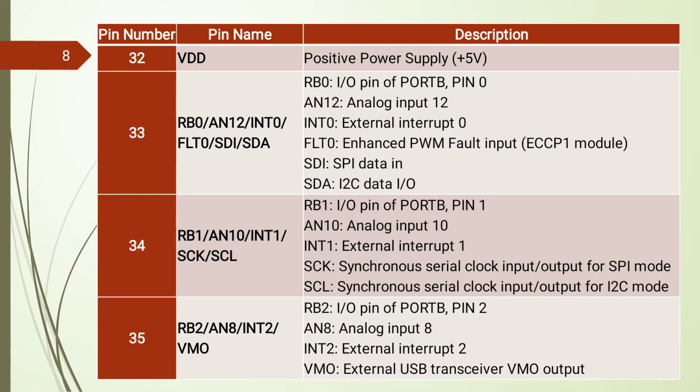So here, in case of PIC16F, only one external interrupt is there, but in case of PIC18F, external interrupts are enhanced. External interrupt 0 is provided at RB0, external interrupt 1 is provided at RB1, and external interrupt 2 is provided at RB2. So these are the external interrupts enhanced in PIC18F, which are not available in PIC16F. Only one interrupt is there.